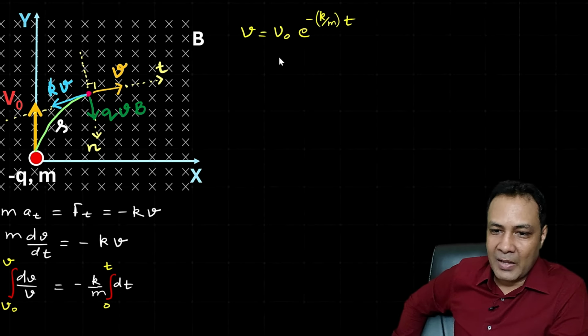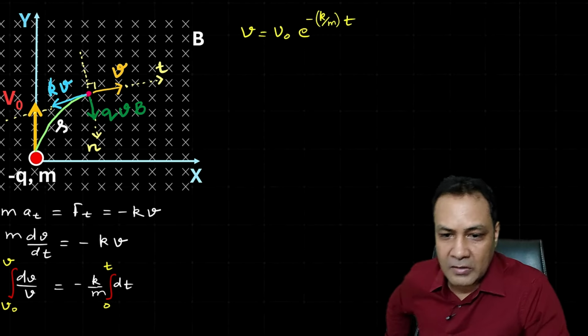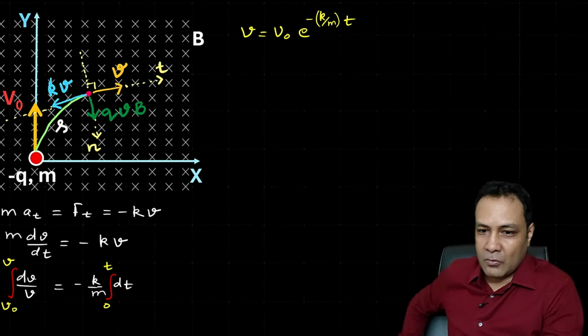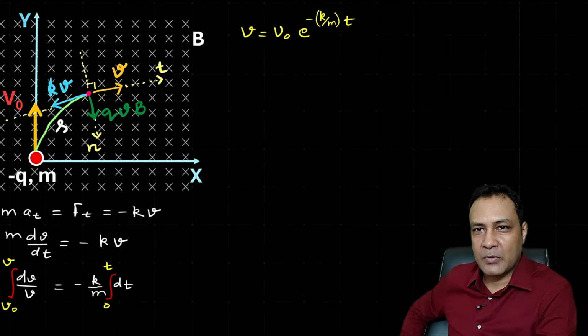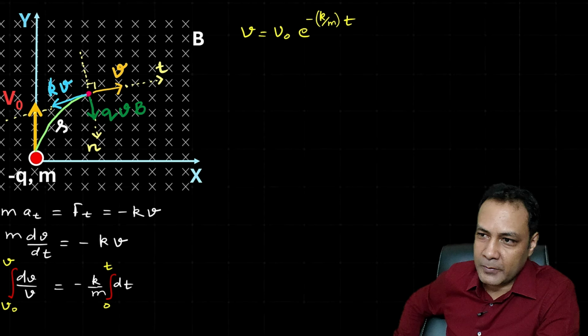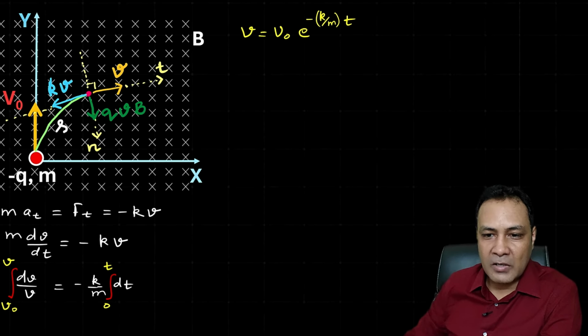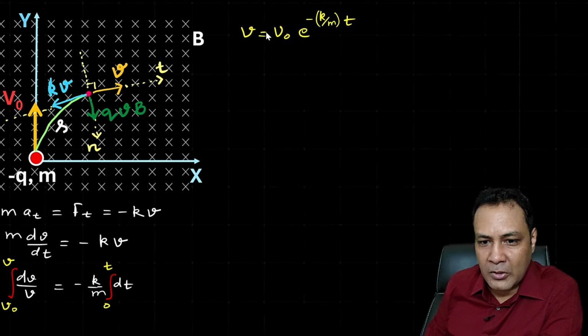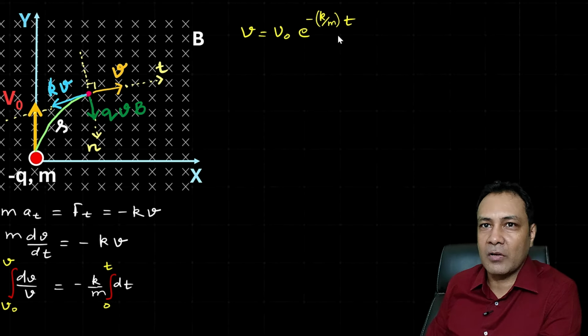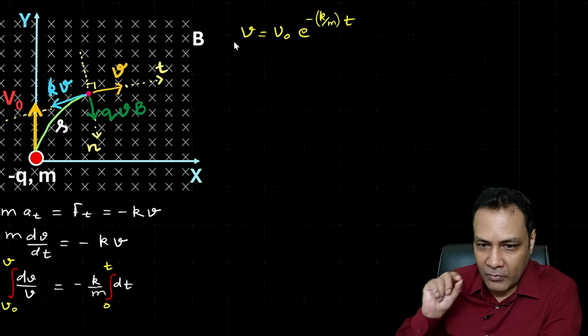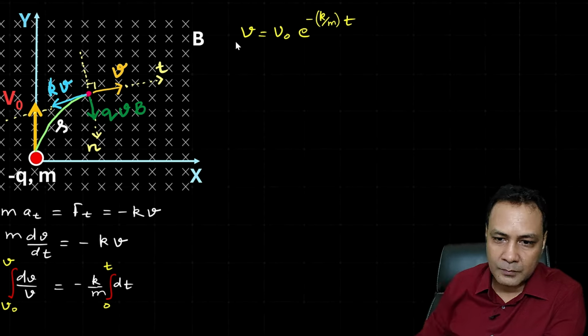So that is an exponential decreasing velocity. Like discharging of a capacitor, or the decay of a radioactive material, it takes infinite time for the speed to decrease, but it will travel a finite distance, it will come to a finite position.